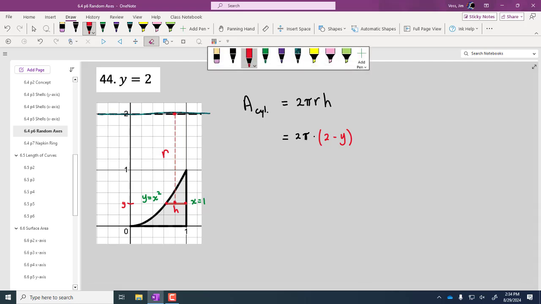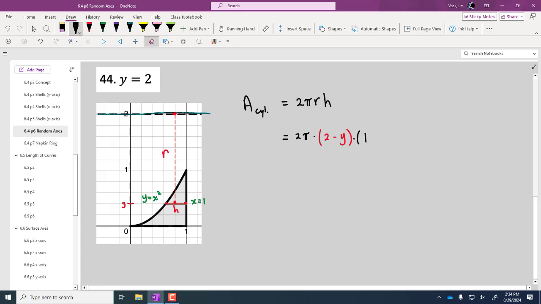And how about the height? The height is sideways, and sideways is right x minus left x. The right x is 1. Okay, the left x: the curve is written as a y value, not an x, so we need to isolate x here. What is x as a function of y? Root y. So the height is the right x minus the left x, which is 1 minus the square root of y.